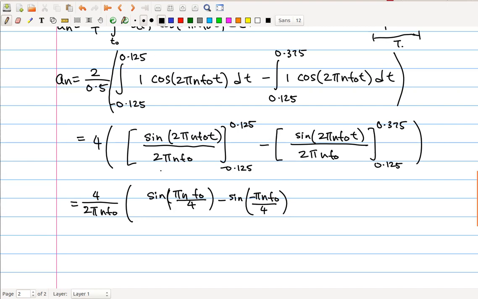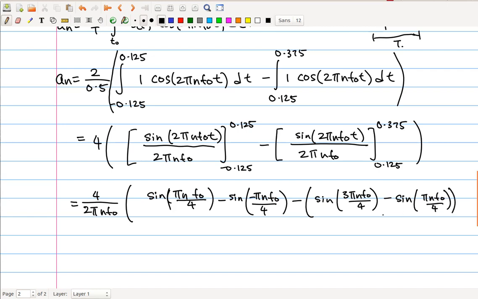Okay, so that computes that one, and then of course minus, then we substitute in the upper limit. Okay, so if I go 0.375 multiplied by 2, that gives me 0.75, so that's like 3/4. So I'm going to write this as sine of 3 pi n f naught on 4. Okay, so that's your upper limit minus the lower limit, and we already saw this before, that turns into a quarter. So I'll go sine pi n f naught on 4, like this.